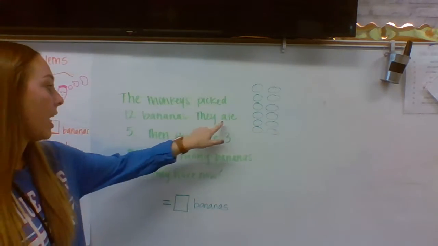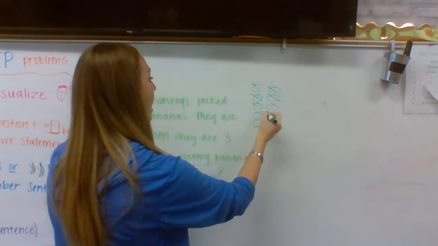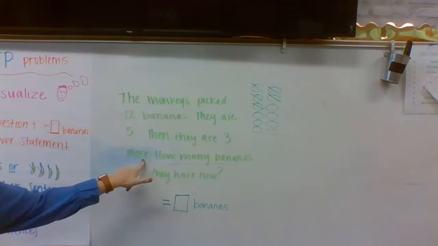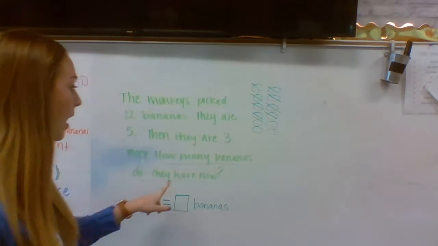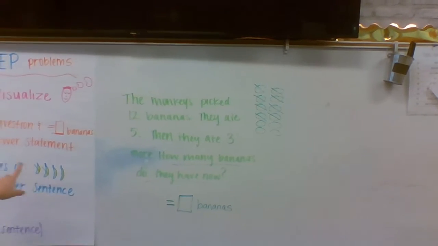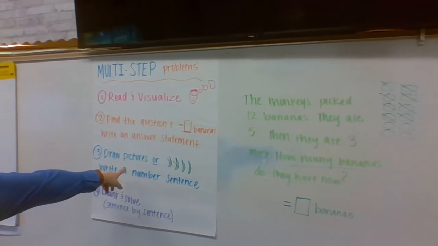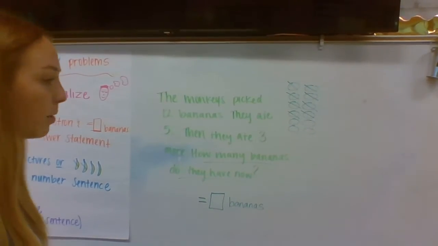Next sentence says they ate 5. 1, 2, 3, 4, 5. Then they ate 3 more. 1, 2, 3. How many bananas do they have now? So this would be if I were drawing a picture, but remember I also said you could write a number sentence. So let's practice by writing a number sentence as well.